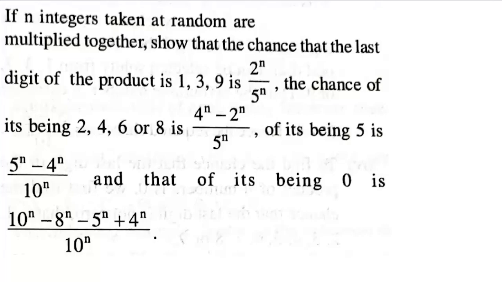Now here the question is, if n integers are taken at random and they are multiplied together, show that the chances that last digit of the product is 1, 3, 7 and 9 is 2 to the power n upon 5 to the power n. The chances of it being 2, 4, 6 and 8 is 4 to the power n minus 2 to the power n upon 5 to the power n. Its being 5 is 5 to the power n minus 4 to the power n upon 10 to the power n, and that of its being 0 is this value.